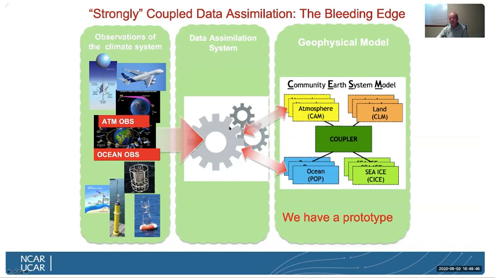meaning that there's a single covariance matrix for all the component models. They are not separated. So a piece of data in the atmospheric model can impact what's happening in the sea ice or ocean immediately.